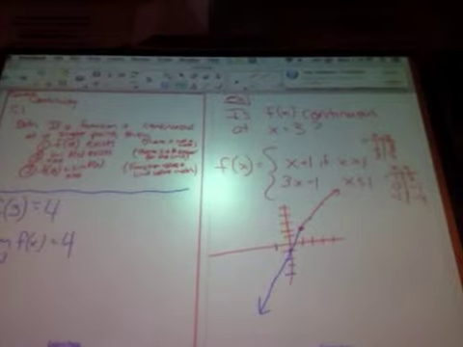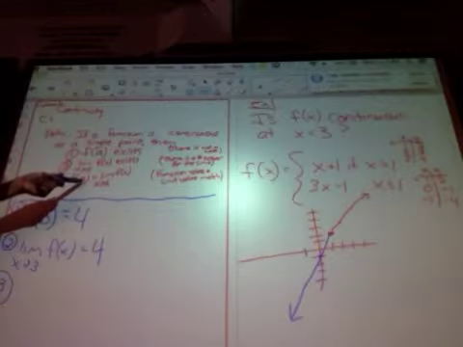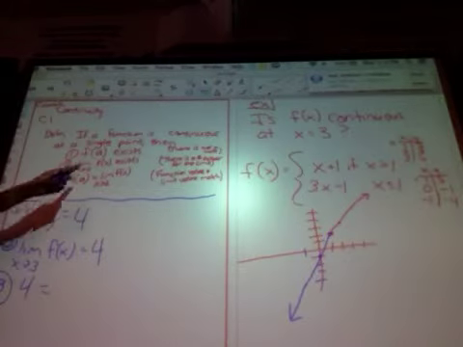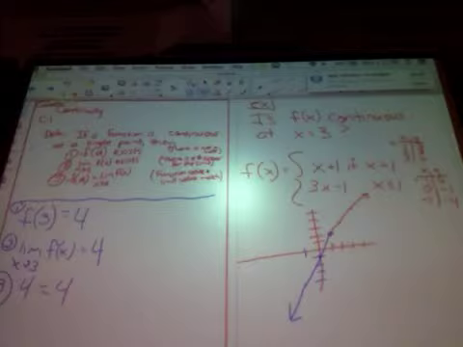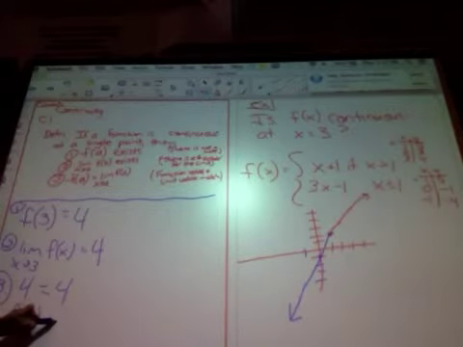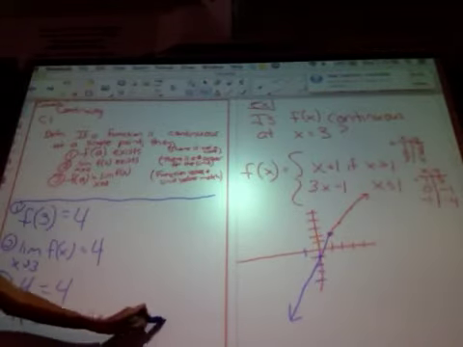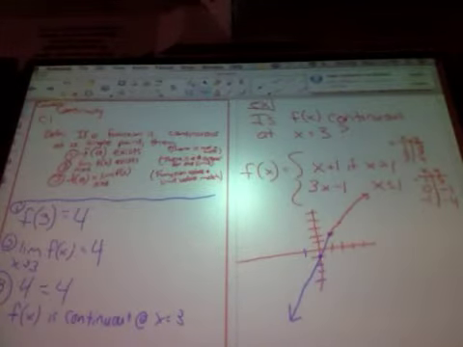Okay, going down, step 3. We'll edit that part. We have to make sure, does this value match this value? Yes. Okay. Are we supposed to write step by step? Yes. It's step 1, step 2, step 3. And then you need a concluding sentence like, therefore, f of x is continuous at x equals 3. Therefore. It's math for therefore.